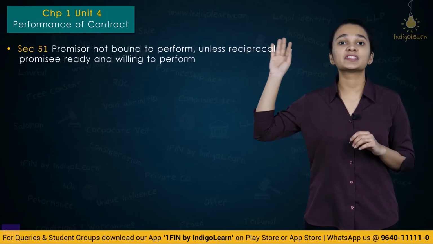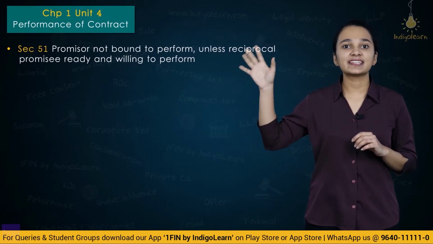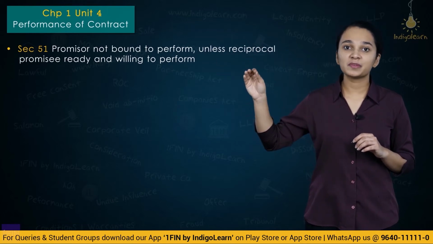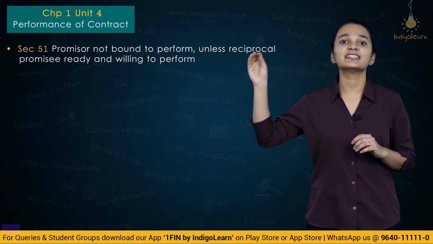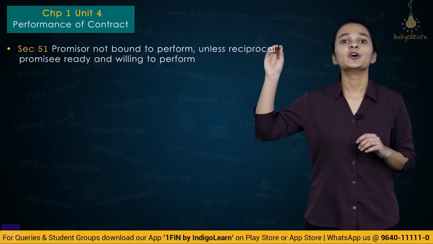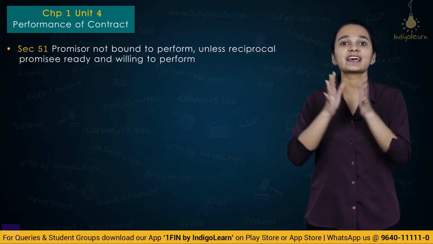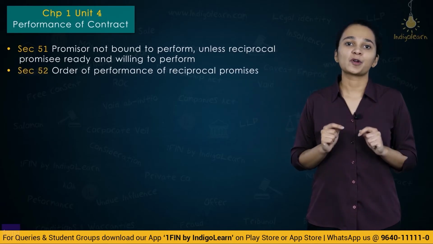Section 51 talks about simultaneous performance. It says that a person is not bound to perform his part of the promise unless and until the other party is also willing to perform his part of the promise. So there has to be simultaneous performance of promises.